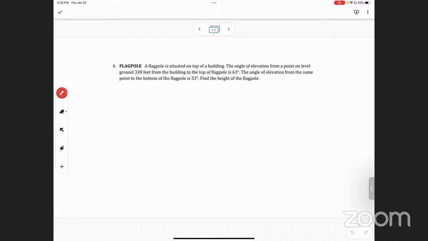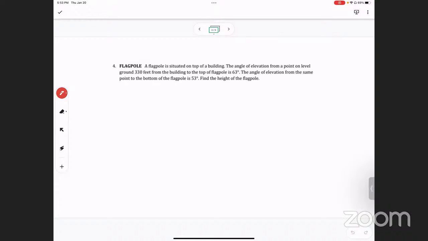All right. So a flagpole is situated on top of a building. The angle of elevation from a point on level ground, 330 feet from the building, to the top of the flagpole is 63 degrees. The angle of elevation from the same point to the bottom of the flagpole is 53 degrees. Find the height of the flagpole.